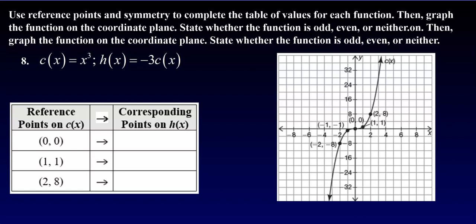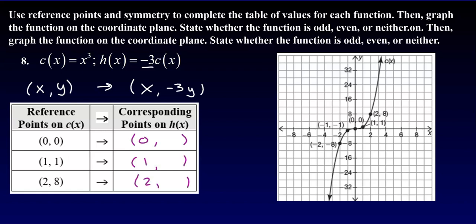So, first thing we want to do is figure out what's happening to x and y. So the 3 here is our a value, where the a applies to the y value. So we're taking all our y values and multiplying by -3. So we have 0, all my x's stay the same. So we take 0 times -3, that's still 0. 1 times -3 is -3. 8 times -3 is -24.